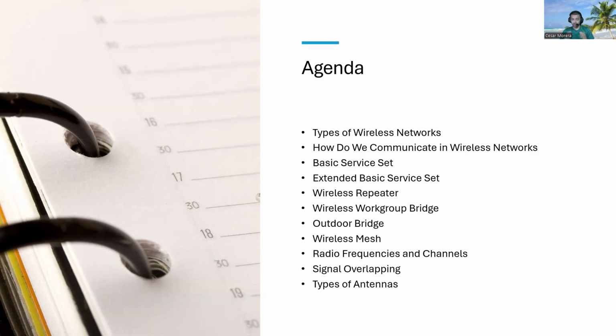We have some of the following topics: types of wireless networks, how do we communicate in wireless networks, basic service set, extended basic service set, wireless repeater, wireless workgroup bridge, outdoor bridge, wireless mesh, radio frequencies, radio frequencies and channels, signal overlapping, and types of antennas. These are some of the topics that we will cover today.